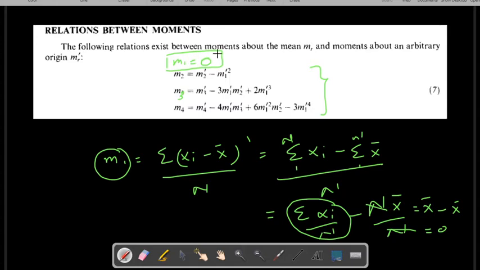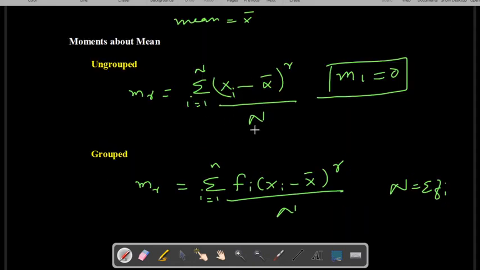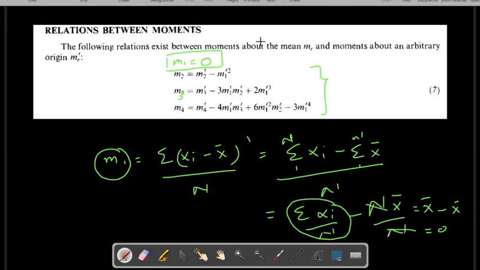m1 is always 0. Whatever be the data, you will get m1 as 0, and m2, m3, m4 you can find using this moments formula. Once you have moments, you will have the moments about mean as well. No need to go for this particular formula. If they directly ask to find moment about mean, you can use this formula. If not, you can use this relationship to find moments about mean.